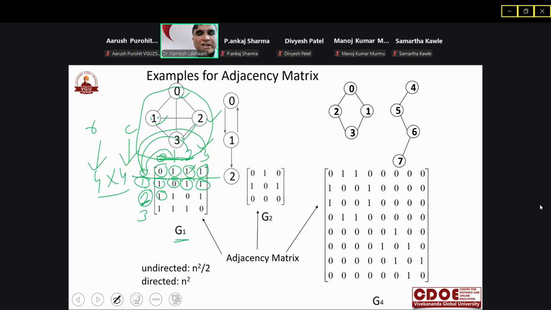Yes, we are writing 1. 2 to 1, there is an edge. Yes, we are writing 1. 2 to 2, there is no direct edge. So we are writing 0. So 2 to 3, yes, there is an edge, so we are writing 1 here.